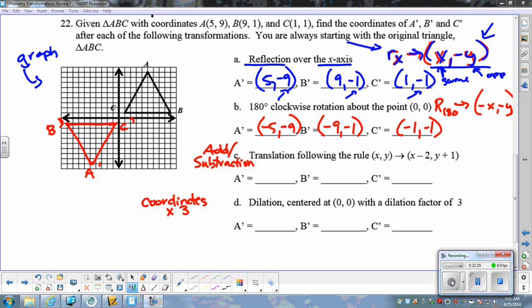Here's a look at part B for the 180 degrees clockwise rotation about the point 0, 0. So if we look at the pattern here, the pattern of rotating 180 degrees is that it will be the opposite of the x value and of the y value. If you think about it, looking over at the graph, you see that they switch to the opposite when you're rotating at 180 degrees. What once was in the first quadrant now is going to be in the third quadrant.